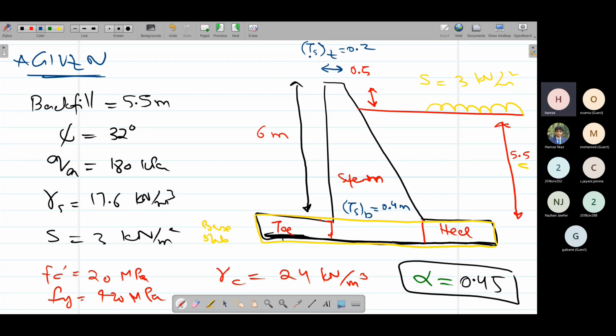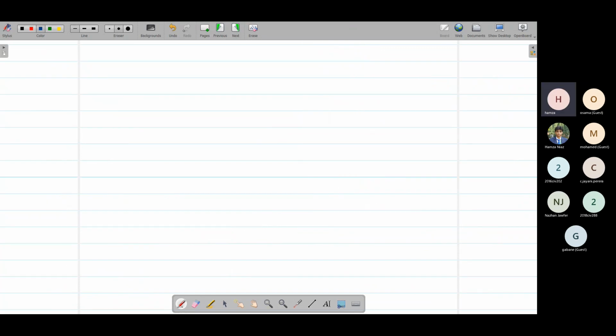These are some guidelines. Height we have to determine from backfill. Top we are given as 0.2. Bottom we can determine from H by 10 to H by 14.